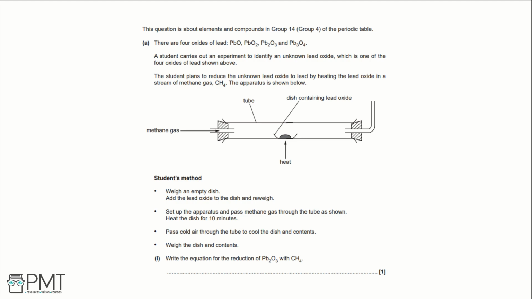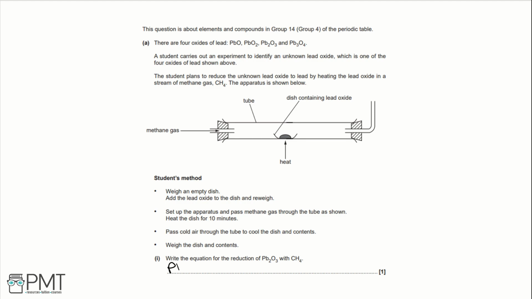The student's method is that they're going to weigh an empty dish, add the lead oxide to the dish and reweigh, set up the apparatus and pass methane gas through the tube as shown, heat the dish for 10 minutes, pass cold air through the tube to cool the dish and contents, weigh the dish and contents. Part 1. Write the equation for the reduction of Pb2O3 with CH4.